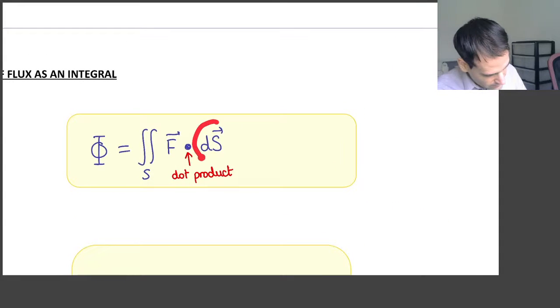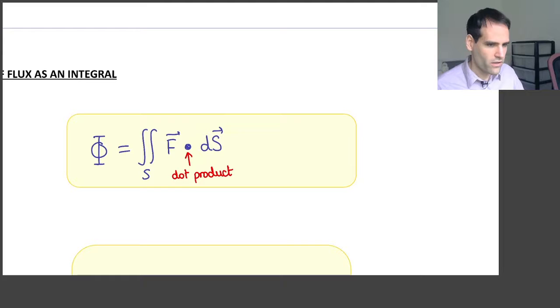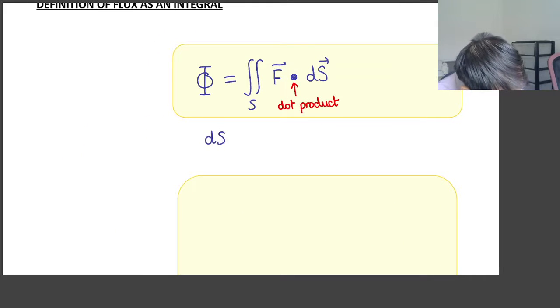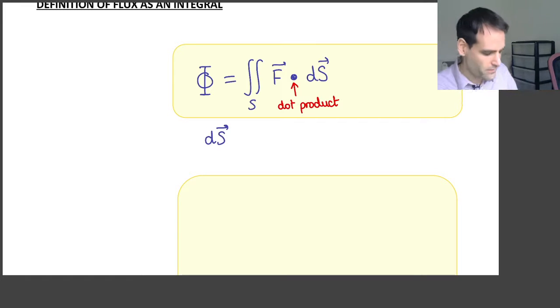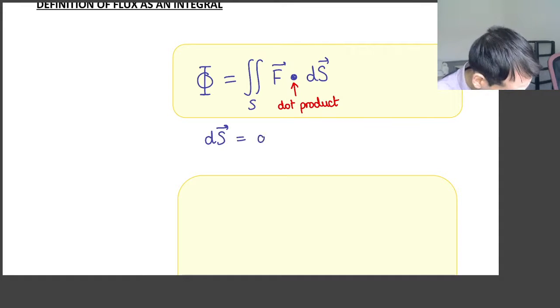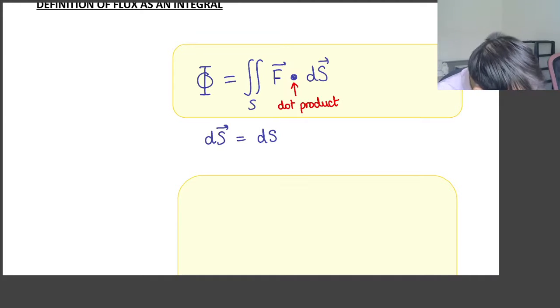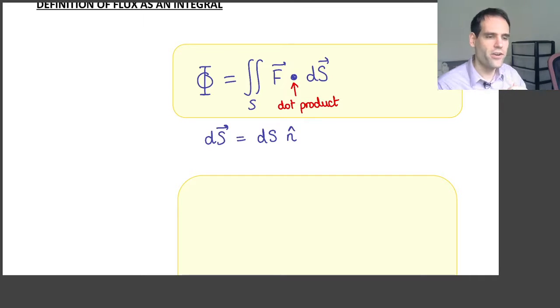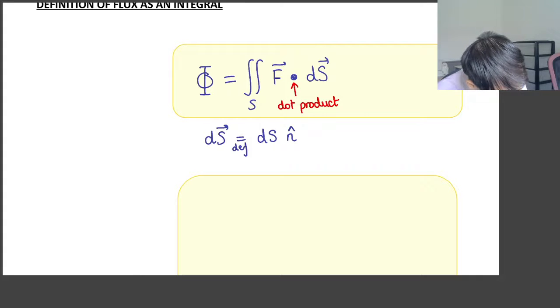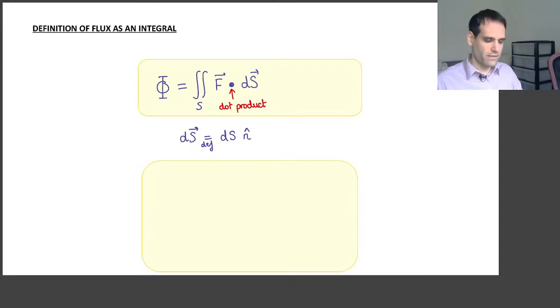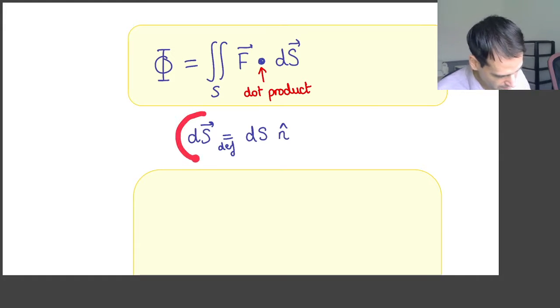Now, this dS is a differential of surface. So what does this dS mean? So dS is a vector differential of surface whose length is equal to the differential of surface that you studied in the previous sections, and whose direction is n hat, the direction normal to the surface. So we could say that this is the definition of this dS vector. So now I guess my question to you is, how can we get dS vector?